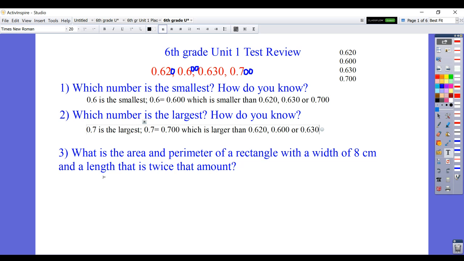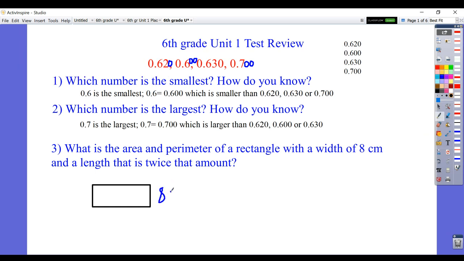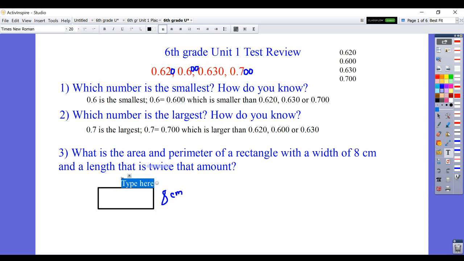straightforward. Then for the third type that will be on the test, that wasn't necessarily already on the quiz, what is the area and perimeter of a rectangle if the width is 8 and the length is twice that amount? So my suggestion is to start by making a sketch for yourself. We want the width to be 8 centimeters, and they want the length to be twice that amount. Now remember, twice means the same as multiplying by 2. So if we take 8 centimeters and we multiply by 2, that means the length would be 16 centimeters.